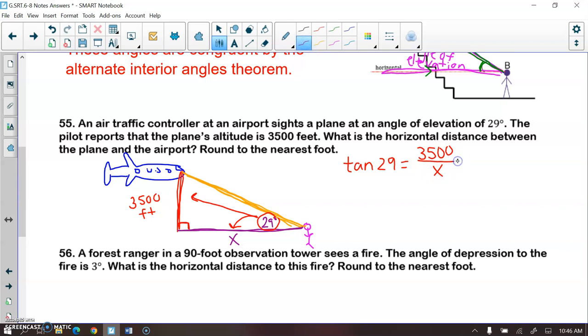Solving for x, I'm going to need to get x out of the denominator of this fraction, so I'm going to multiply both sides by x. So I wind up with x times the tangent of 29 is equal to 3,500. And then dividing by the tangent of 29 on both sides, I then get x by itself.